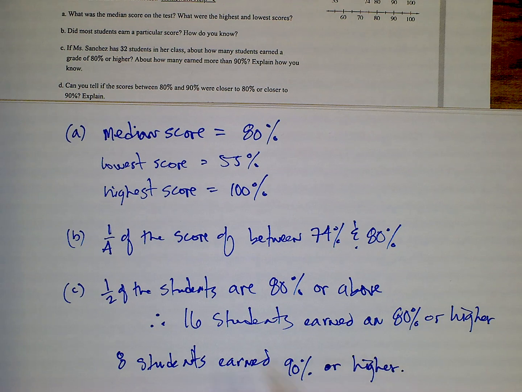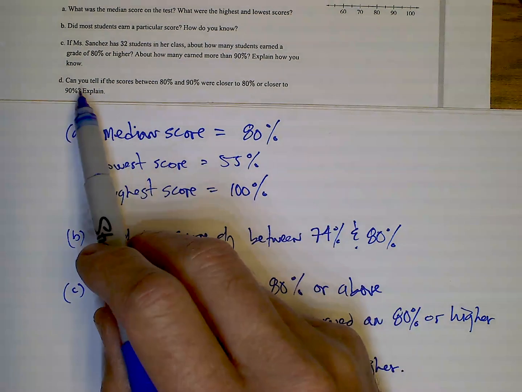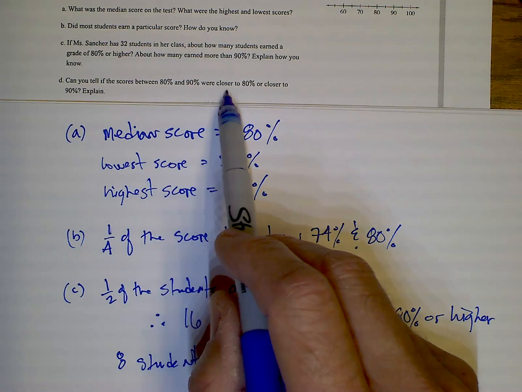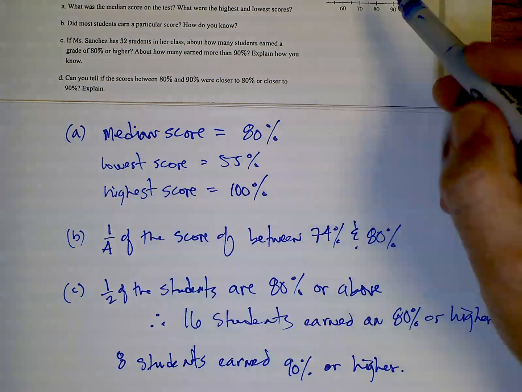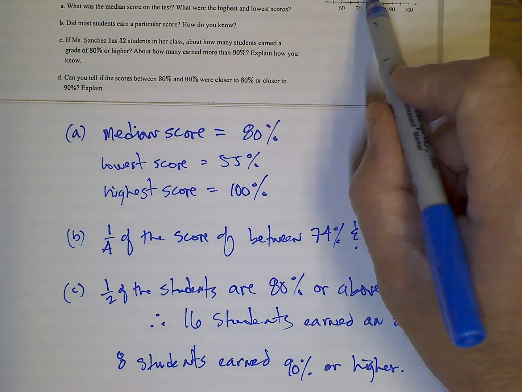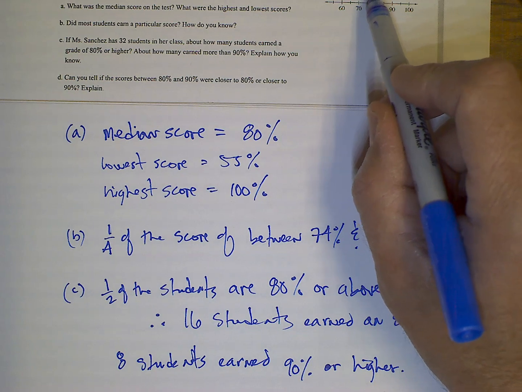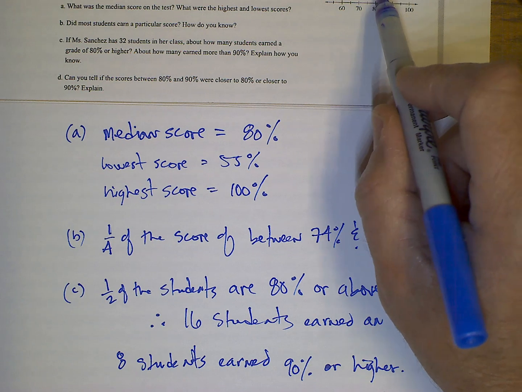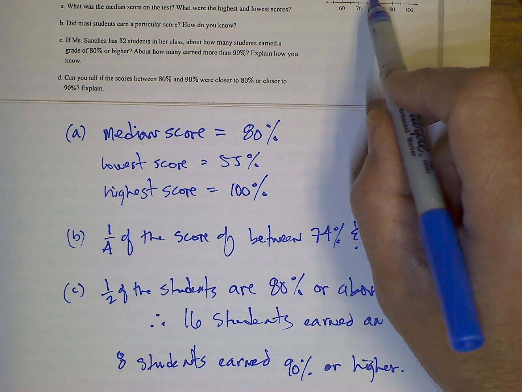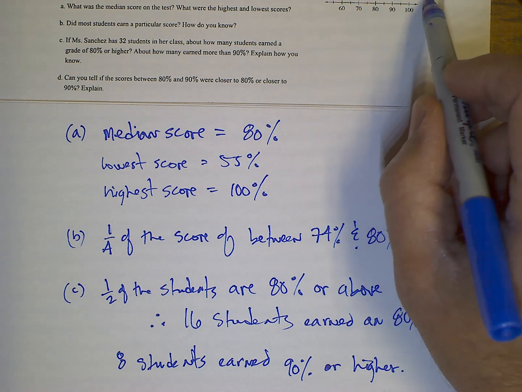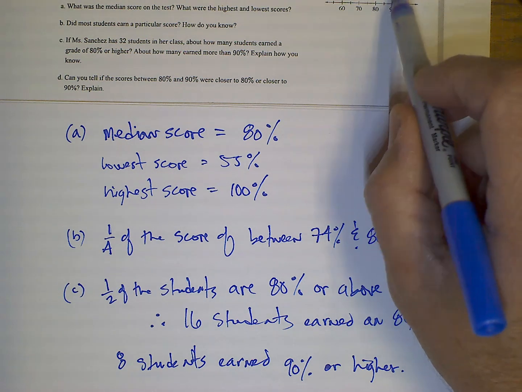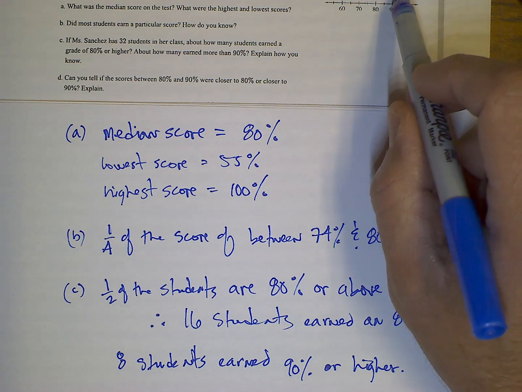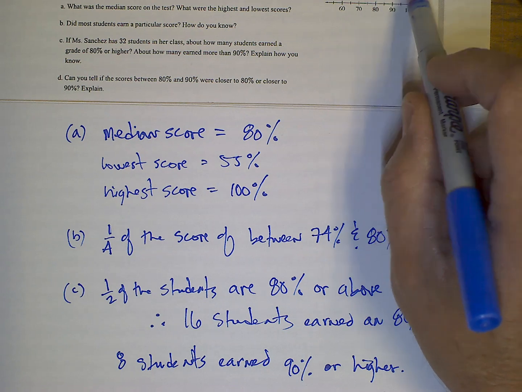Okay, 8 students. So last question, D. Can you tell if the scores between 80 and 90% were closer to 80 or closer to 90? Now, I could see down here that there's a big mass of scores. A fourth of the scores are in that place. But if I think where 90 is in comparison to 80 and 100, 90 is really right in between, isn't it? So you've got a fourth in this and a fourth in here. So it's almost equal.